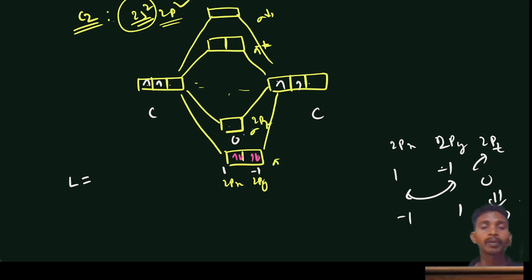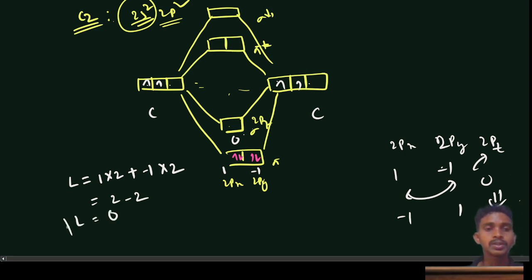Since it is pi orbitals, okay, if it were going to sigma orbitals, then that is always L equal to 0, and that is always sigma. But now it is going to the pi orbitals. So now we will calculate the L value. The L value will be the summation: that is 1 with 2 electrons, plus -1 with 2 electrons, that is 2 minus 2. That is going to be 0. So the L value is 0.